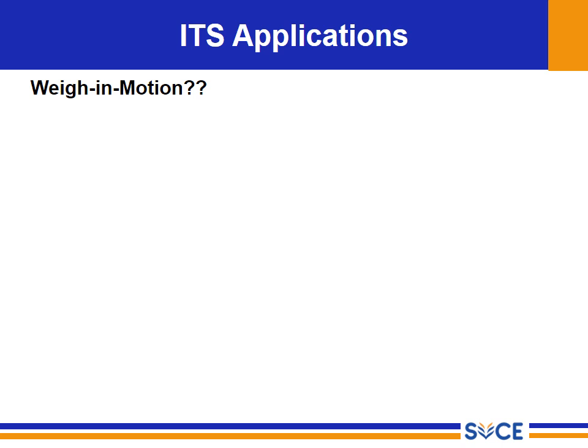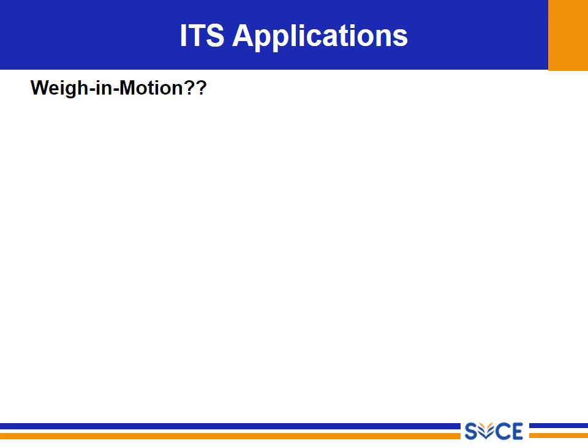If you keep this kind of sensor 500 meters away from the toll plaza, it automatically calculates the registration number, the load, and the fee, and automatically deducts it. This kind of technology must be there.